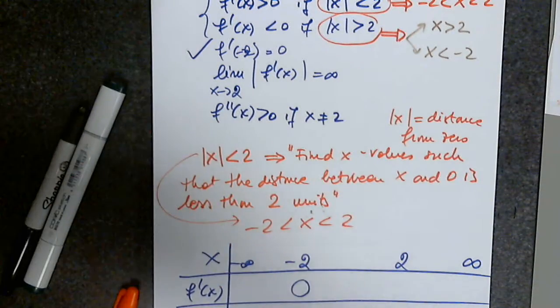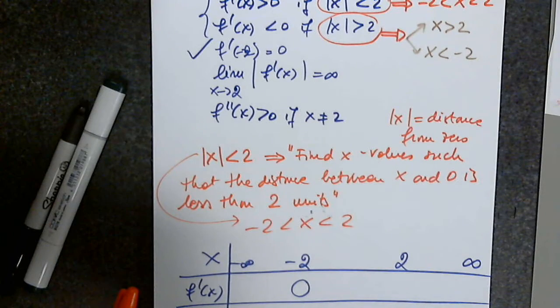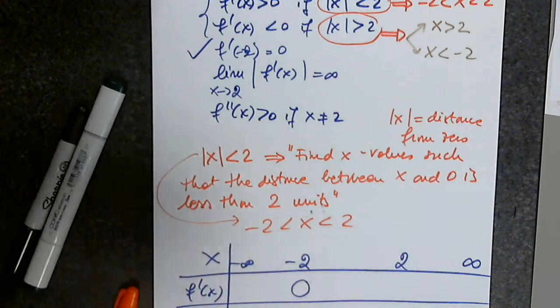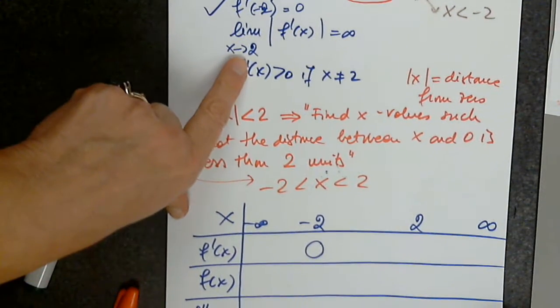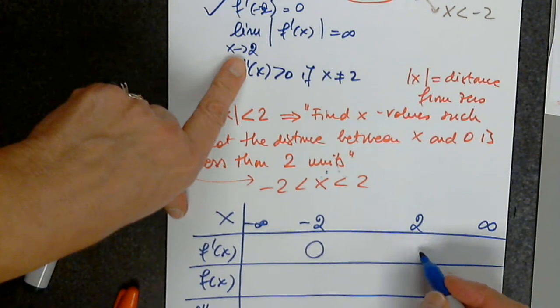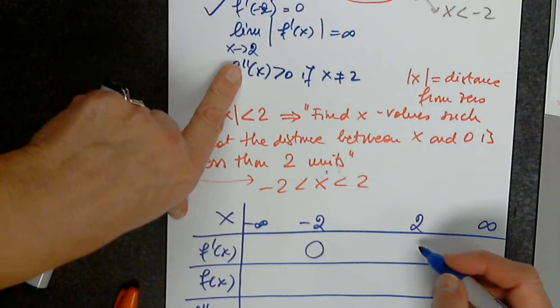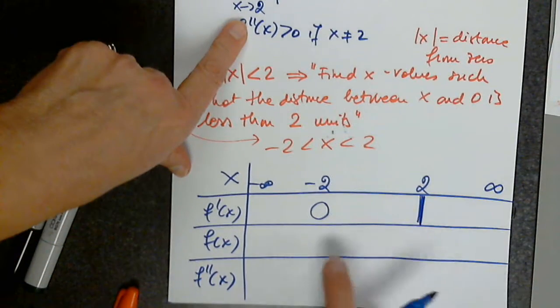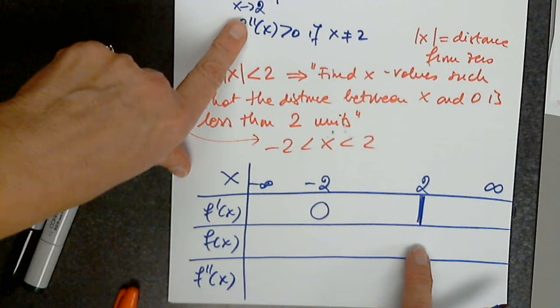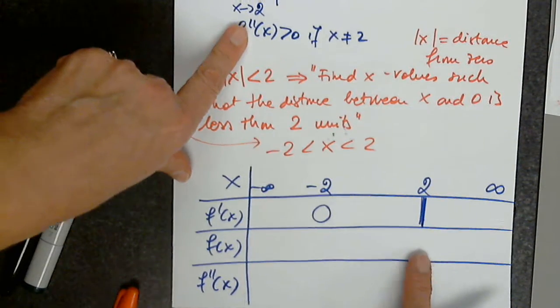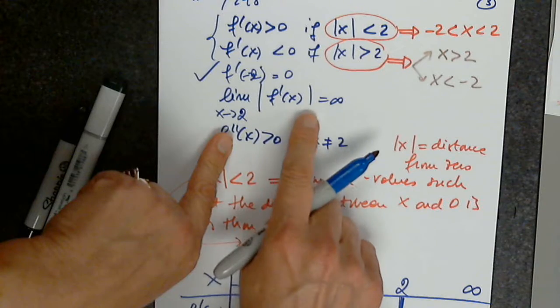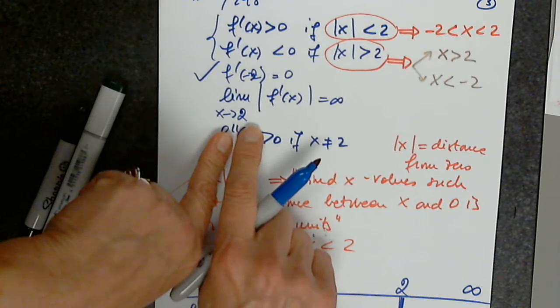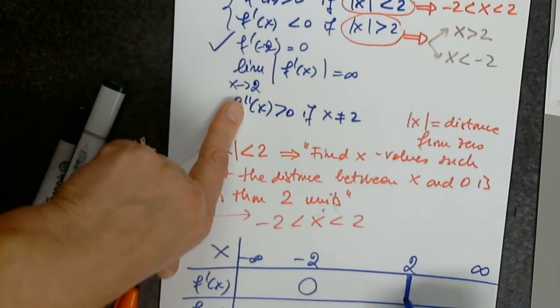What can you always say? I'm sorry? I would say that it's a vertical asymptote. Okay, so something happens here, right? So I will say, it doesn't say that the function is undefined there. It only says that the limit of f prime of x as x approaches 2 from either side is infinity.